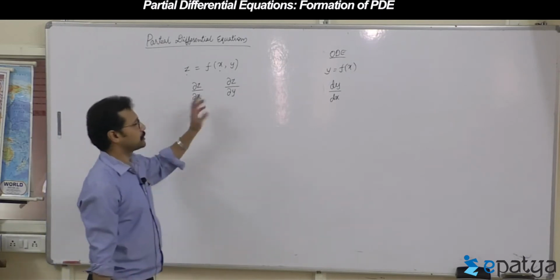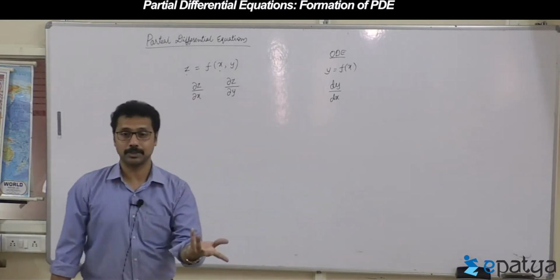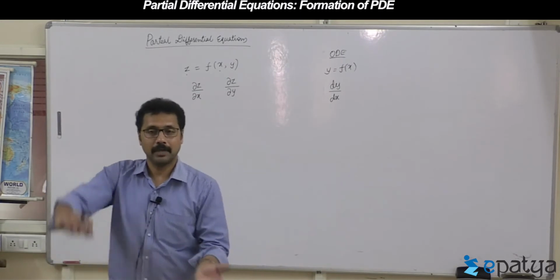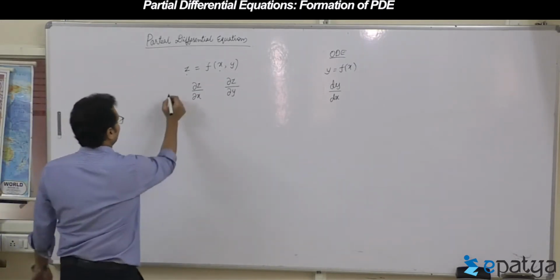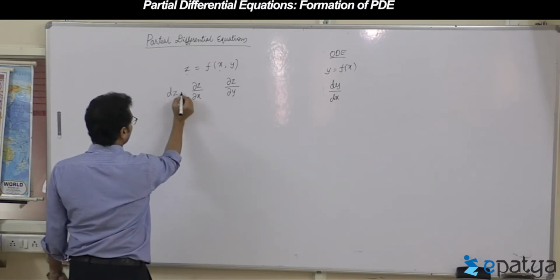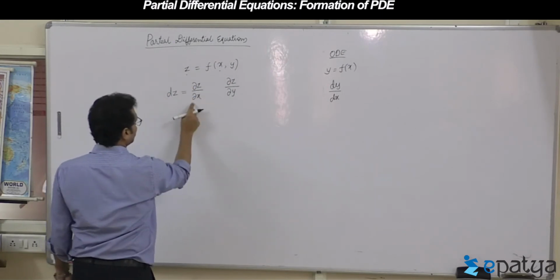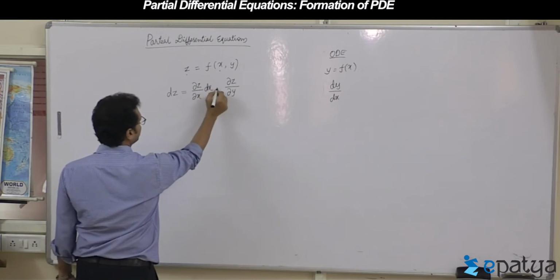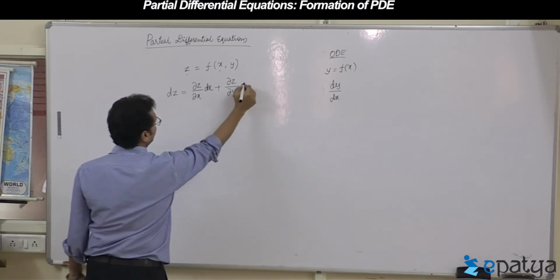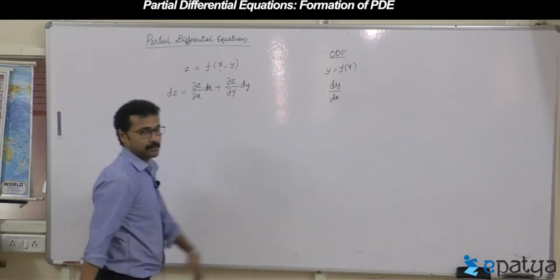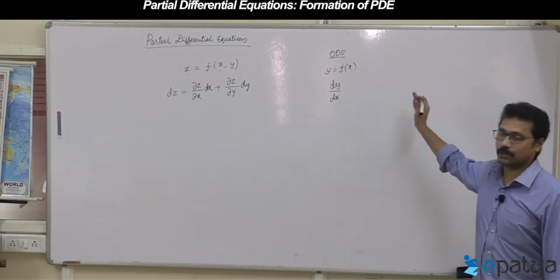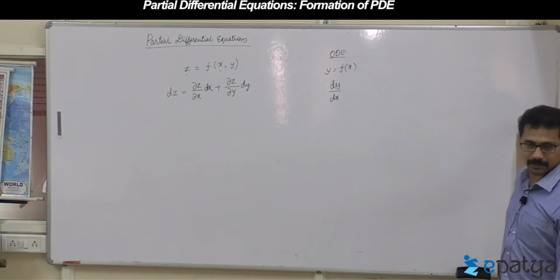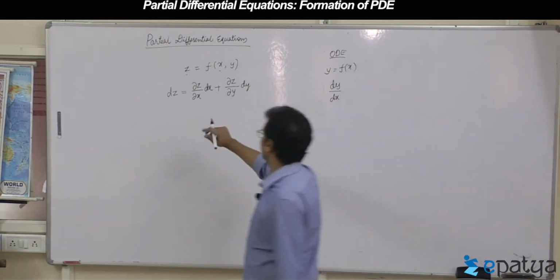Since x is changing and y is changing, both of them can change together also, and then there will be a cumulative final change in z. What is that change? dz is always equal to dou z by dou x dx plus dou z by dou y dy. Suppose I have more than two independent variables, then I extend this with more terms. And this is what is called the total change.